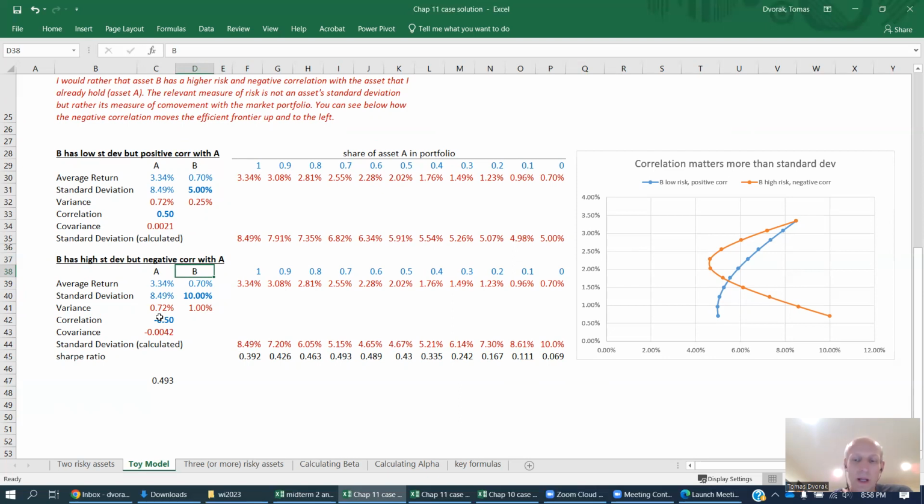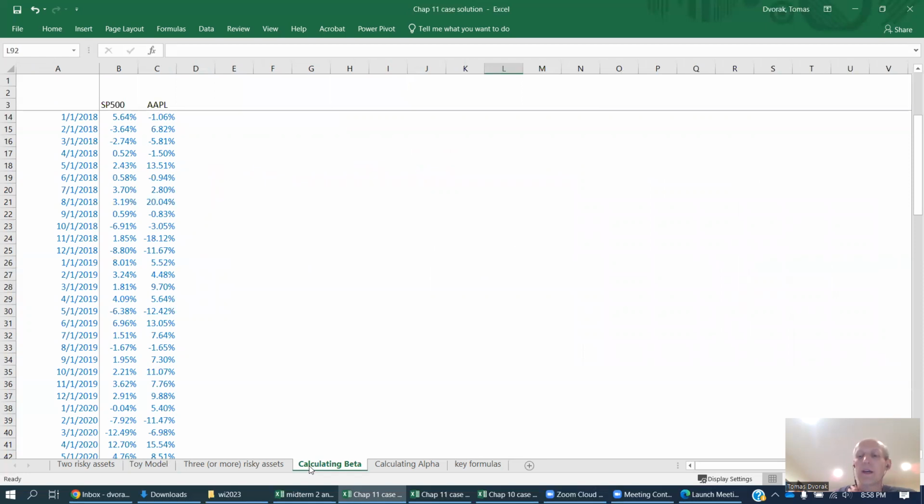Okay, so I'll stop here. In the next tab, we're going to actually calculate a way of summarizing that systematic risk, and we're going to call that measure of systematic risk beta.